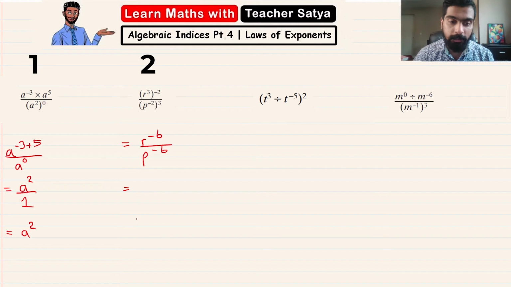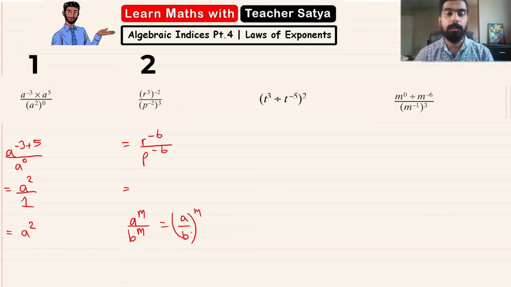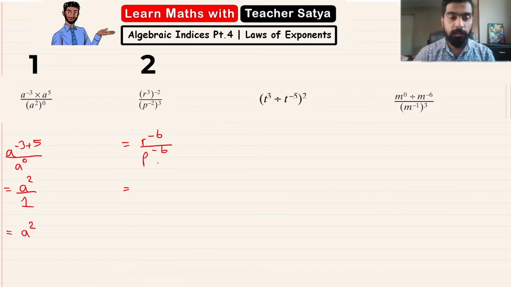Alright, now what we have here is an exponent that is the same, such that let's say I have a to the power of m over b to the power of m, we can write this as a over b to the power of m. Does that make sense guys? We can write it as a over b to the power of m. Now similarly here we can write it as r over p to the power of -6, right guys?